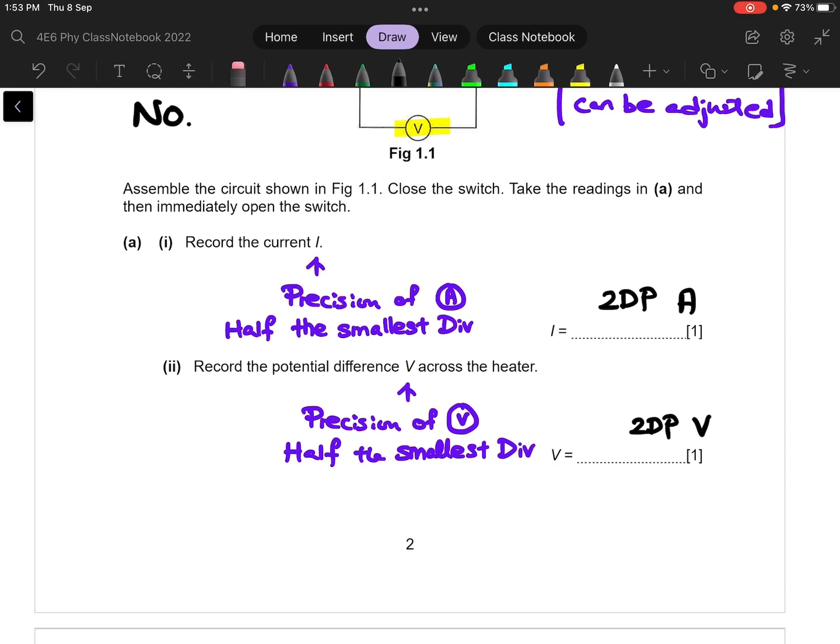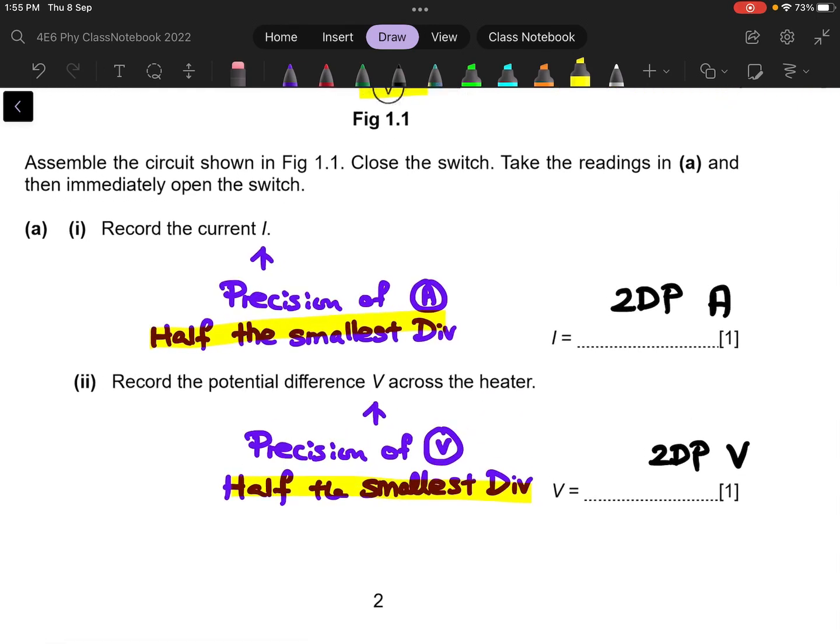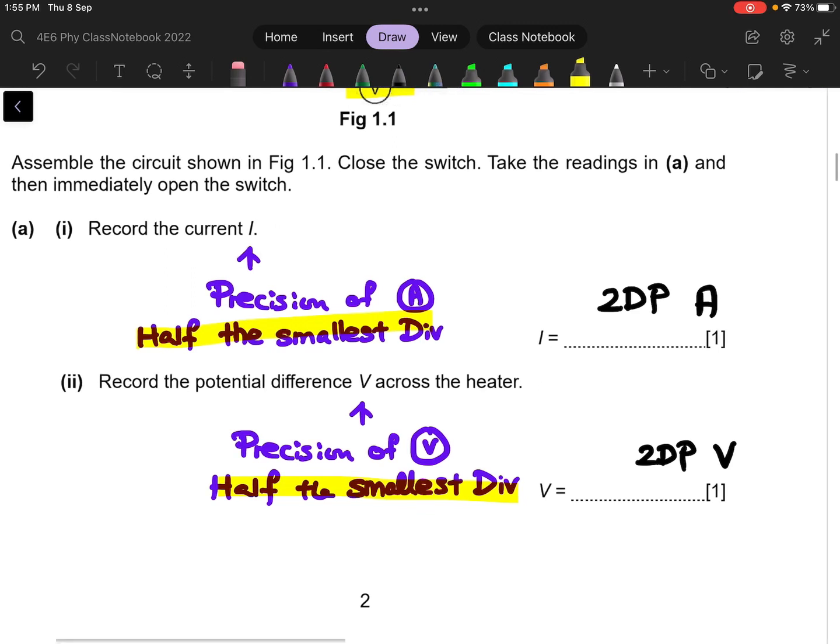correct expected value. At the same time, it also checks whether you remember the precision of your ammeter and your voltmeter by rote memory, or that you remember it as equipment whereby you need to read to half the smallest division. So when you see this statement about reading to half the smallest, it means that for some ammeters it could be 1 dp, some ammeters could be 2 dp, and so on, depending on its range. So the ammeter that is given to you will have a precision of 2 dp.